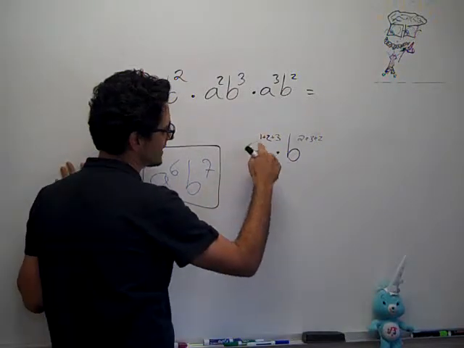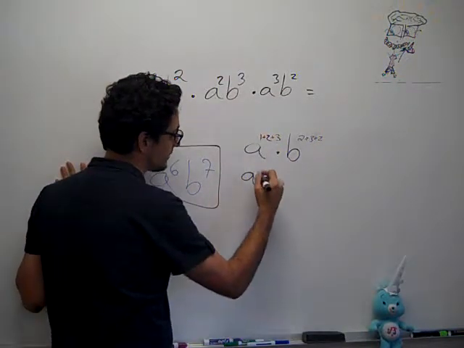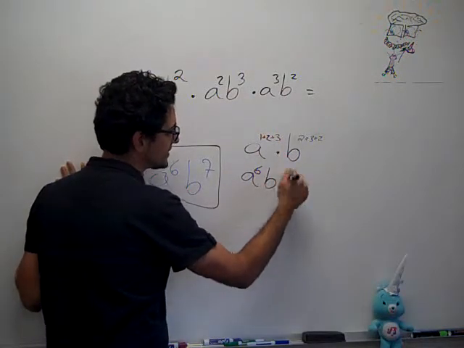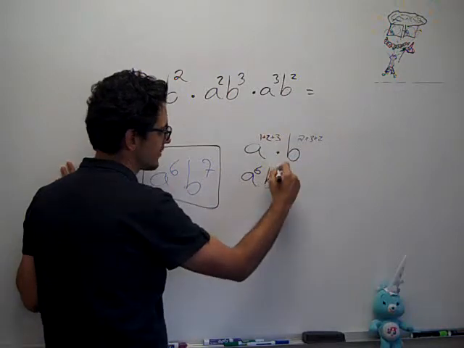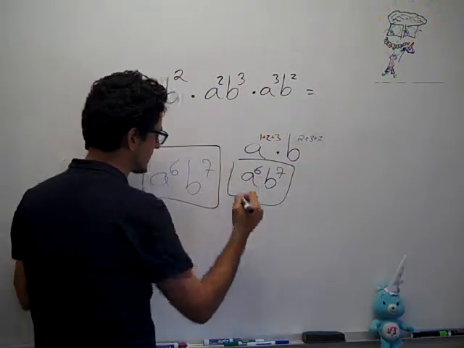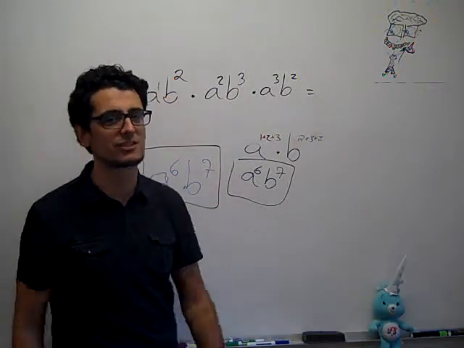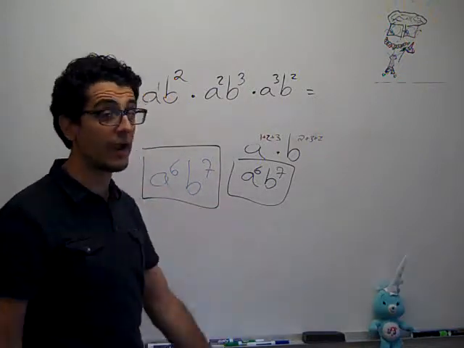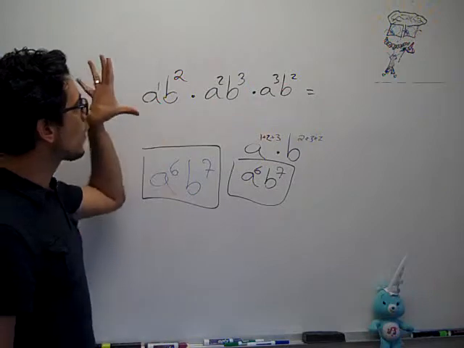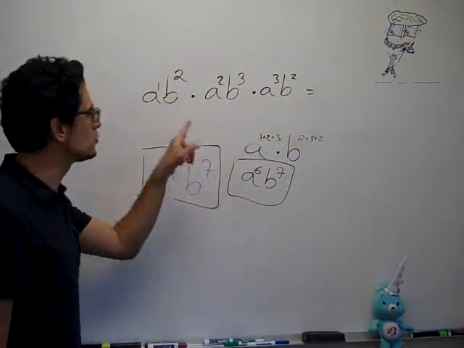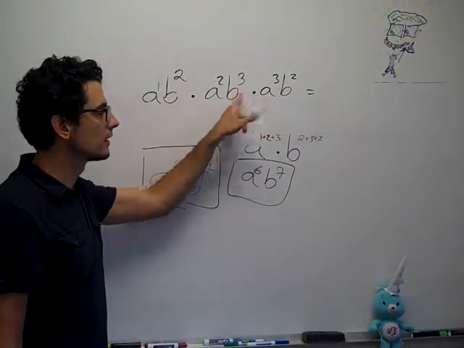What I end up with is a to the 6th power, okay? Because 1 plus 2 plus 3 is 6. And times b to the 2 plus 3 plus 2, that's 7th power. And again, I'm coming to the same answer. So either way that you're doing this, you still come to the same answer. And that's what you really want to be aware of, okay? So when you are multiplying these bases and exponents, what you're really doing is you keep the same base. You good for that?